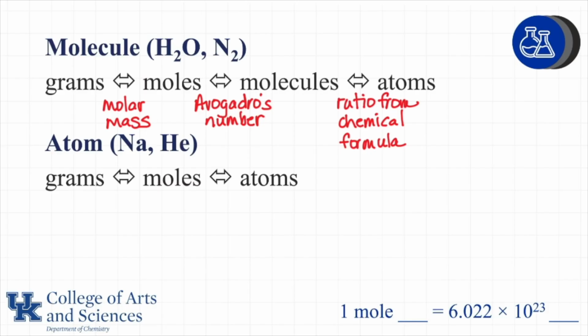If I'm looking at individual atoms, so just Na, just helium, I can go from grams to moles to atoms. Same thing, I use my molar mass to go between grams and moles, regardless of which direction I'm going, and Avogadro's number to go between moles and atoms of an element.